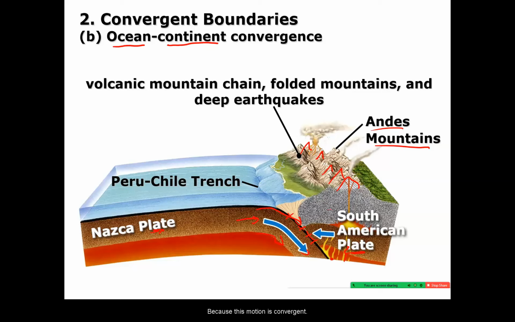Because this motion is convergent here, not only do you get volcanism, but you get a lot of this squishing motion here, which is going to help build up these mountains by squishing this crust together and forcing some of it to move up to compensate. So these folded mountains generate as well at an ocean-continent boundary in a way that they don't happen at an ocean-ocean boundary.